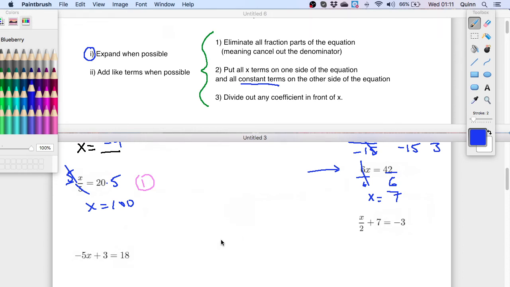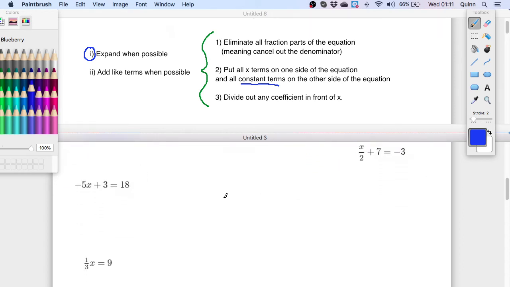All right. Let's go to the next one. Here, can I expand or add like terms? Nope, so I don't use rule 1 or 2. Can I eliminate any denominators? No, I don't use rule number 1. Rule number 2, put all x's on one side and constant terms on the other.